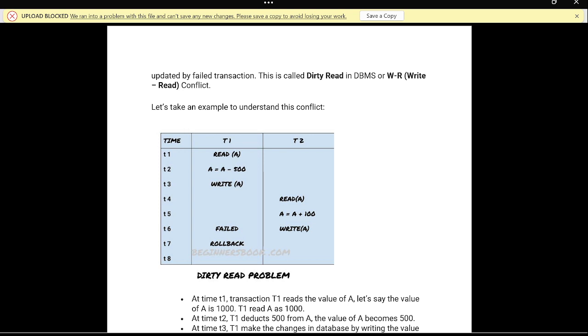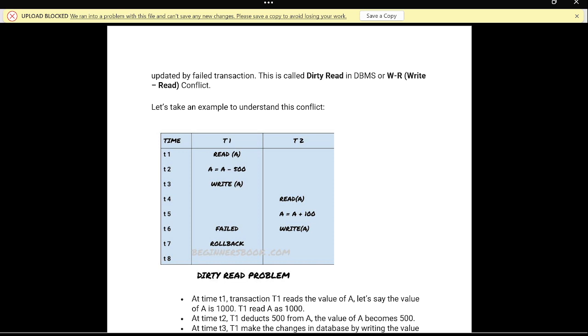At the T2, you are going to read it. So when you read at T2 transaction, A is 0, right? After that, at the time T5, I'm going to credit 100 rupees to it. So now my bank balance is A is equal to 100. Now I have written it.